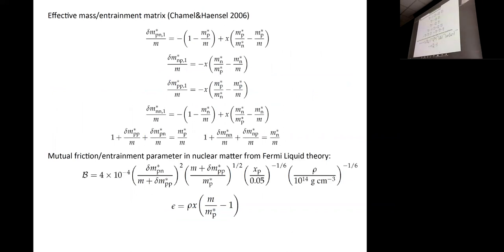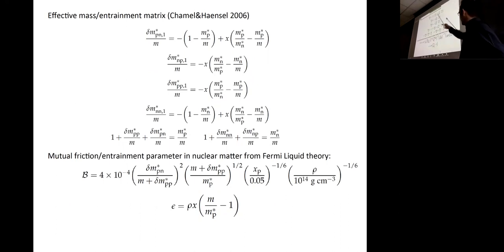So we heard a little bit about entrainment yesterday. As we mentioned in the discussion, there are various ways of parameterizing entrainment that Nicholas summarizes quite nicely in his paper from 2006. Basically, you can write down this effective mass or entrainment matrix. What I've done here is expand it in powers of proton fraction and kept first order, because we're dealing with neutron star matter, so low proton fraction.